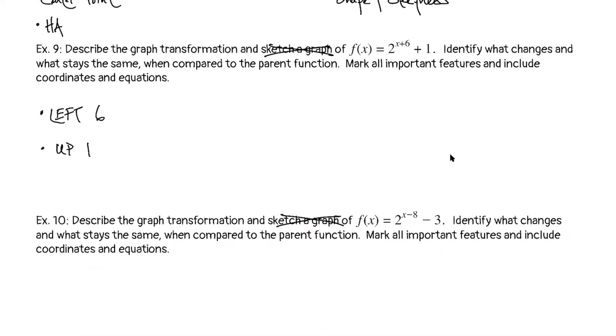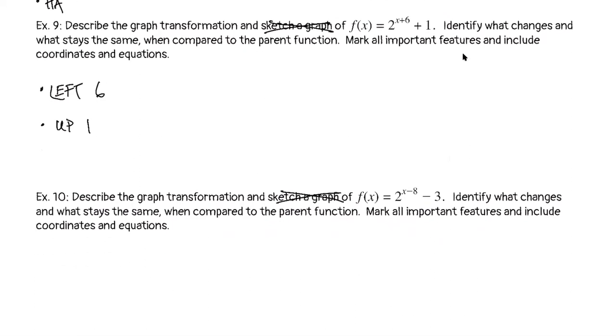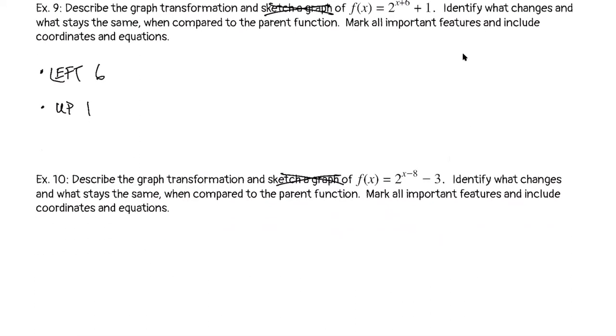Any vertical or horizontal stretches or compressions? I think we can agree that there are not any, right? Because all those coefficients are just 1. Good. And then what can we say about example 10 here? What happens with example 10?